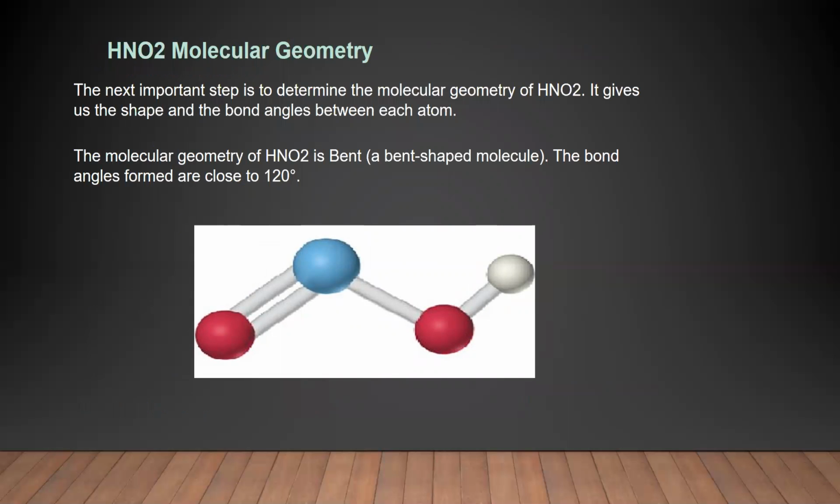Here is the molecular geometry of HNO2. The next important step is to determine the molecular geometry of HNO2, same as for HNO3, nitric acid. It gives us the shape and the bond angles between these atoms. The molecular geometry of HNO2 is bent, a bent-shaped molecule. The bond angles are close to 120 degrees.